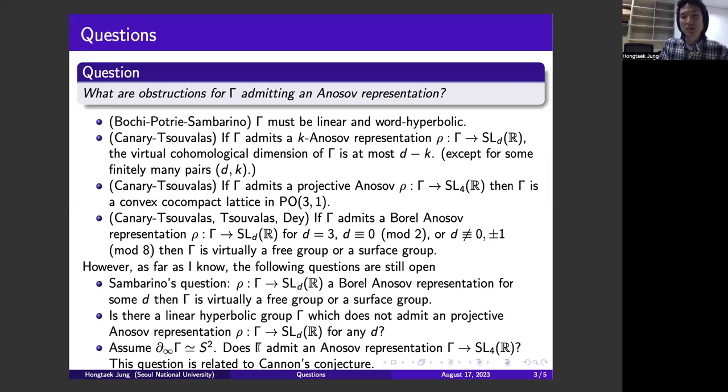Then we may ask, does this gamma admit an Anosov representation in dimension 4? It might be a very hard question, because it is directly related to the so-called Cannon's conjecture, which says that if your hyperbolic group gamma has a spherical Gromov boundary, then it must be a virtually Kleinian group. This is a long-lasting, hard question, and if you can prove this statement, then combined with this Tsouvalas-Canary result, you can actually answer Cannon's conjecture. So it must be a very hard question, but still very interesting.